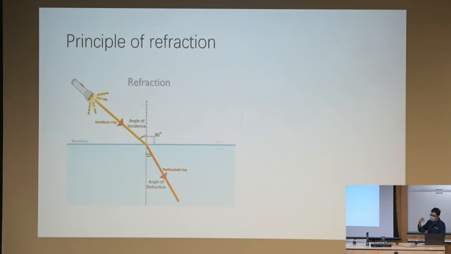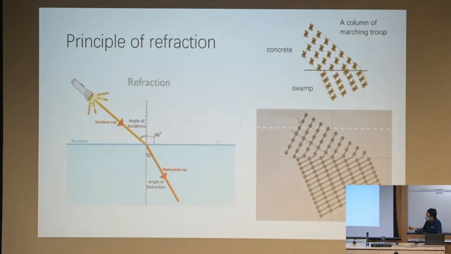the light will go through with a different speed. Think about a column of marching troops walking from concrete to a swamp. The left soldier will reach the less dense material, the swamp, first, so he will decrease his velocity. But the right soldier is still at his original velocity. That's why the light will bend.